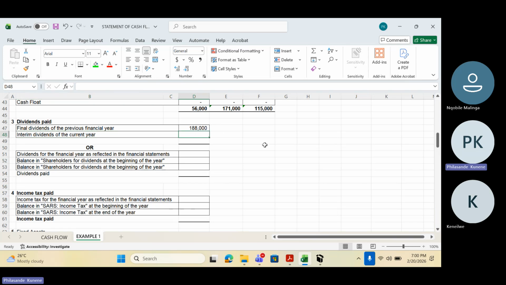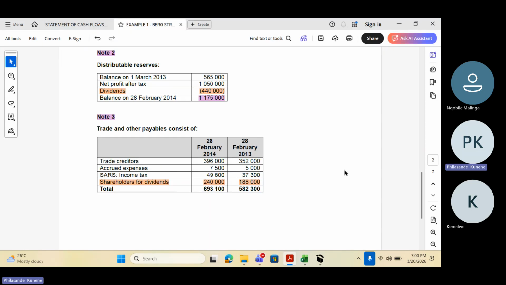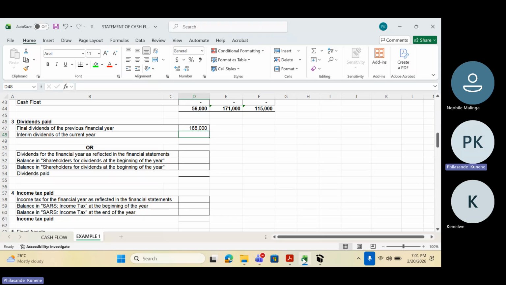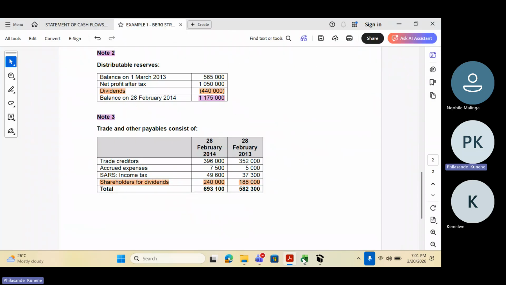How much is my interim dividends for the current financial year? If I go back to the information, how am I going to get my interim dividends? Because they're saying here plus interim dividends of the current financial year. How am I going to get my interim dividends?